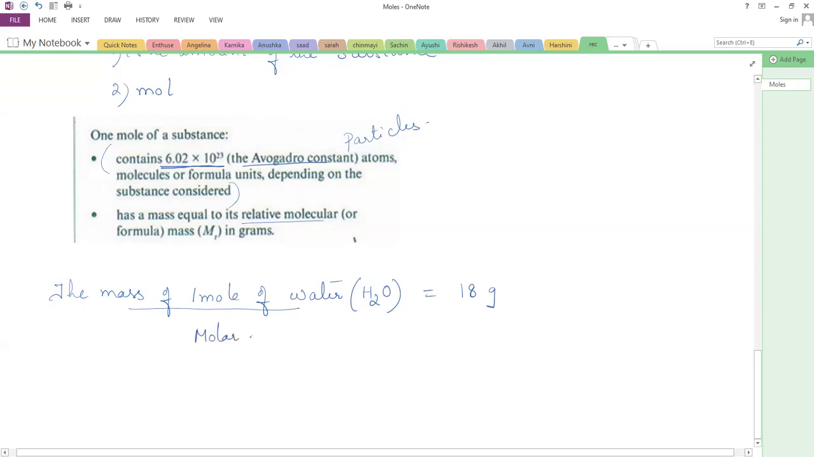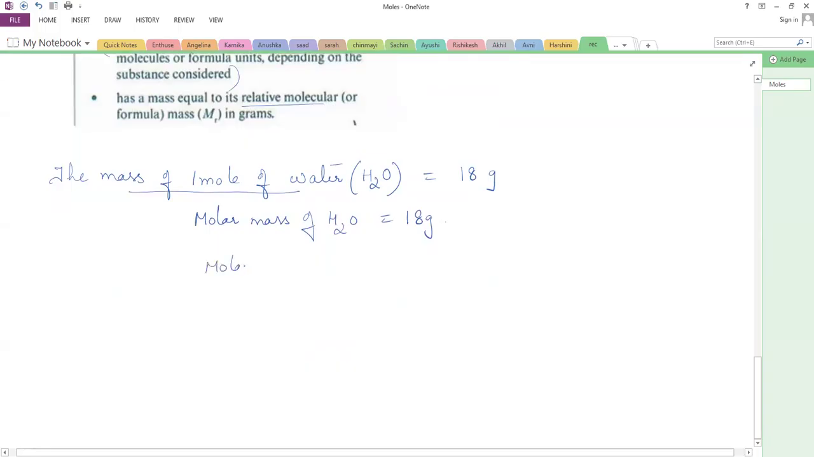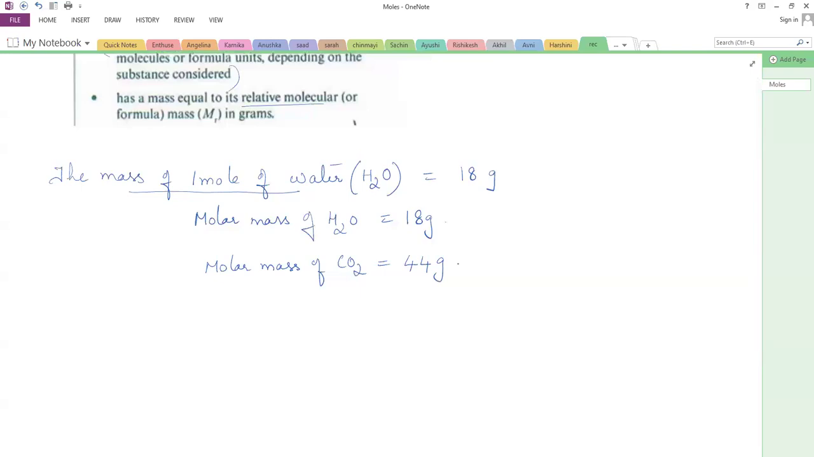Or mass of 1 mole of water is nothing but molar mass. So molar mass of water is nothing but its relative molecular mass, which is 18, expressed in grams. So molar mass of water is 18 grams. Or if I take molar mass of carbon dioxide, just now we have calculated the relative molecular mass of carbon dioxide, which is 44. Expressed in grams, it is nothing but mass of 1 mole of carbon dioxide, or molar mass of carbon dioxide is 44 grams. So this is how you take relative molecular mass and just expressing it in grams gives you the molar mass of that particular substance. As simple as that.